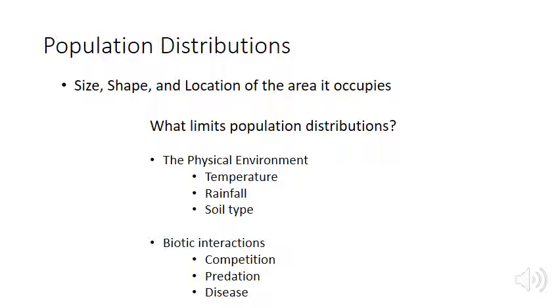So the distribution of a population is the size, shape, and location of the area that population occupies. And there are a number of factors that limit population distributions, and they can broadly be divided into two categories. So the first is the physical environment, so things like temperature, rainfall, soil type. And the second thing is biotic interactions, so things like intra and interspecific competition that we'll come on to later in the course, predation and disease.